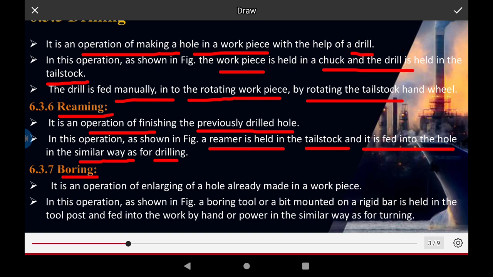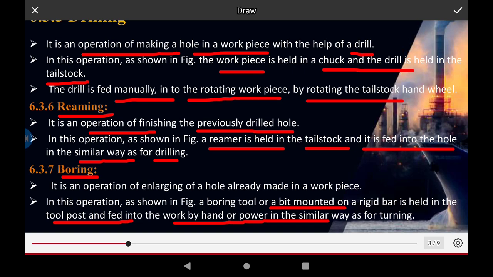Boring. It is an operation of enlarging a hole already made in the workpiece. In this operation, as shown in the figure, the boring tool bit is mounted on the end of a rigid bar held in the tool post, and the feed is given. The workpiece is held in the chuck.